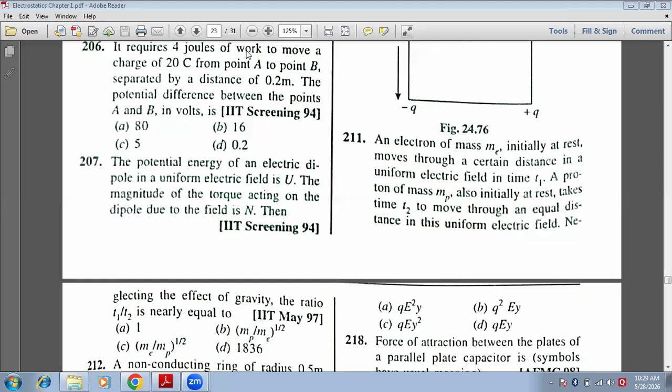It requires 4 joules of work to move a charge of 20 Coulomb from point A to point B, separated by a distance of 0.2 meter. The potential difference between the points A and B in volts is option A 80, option B 16, option C 5, option D 0.2. Correct answer, option D 0.2.